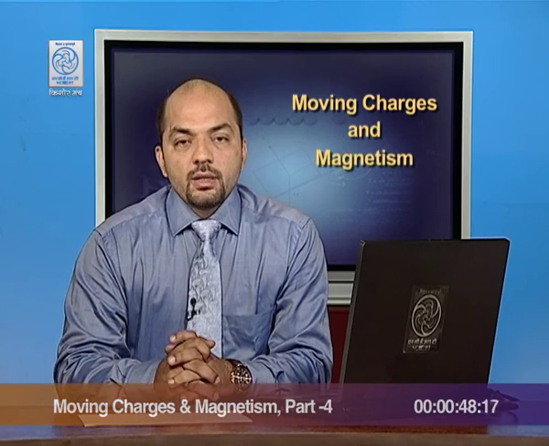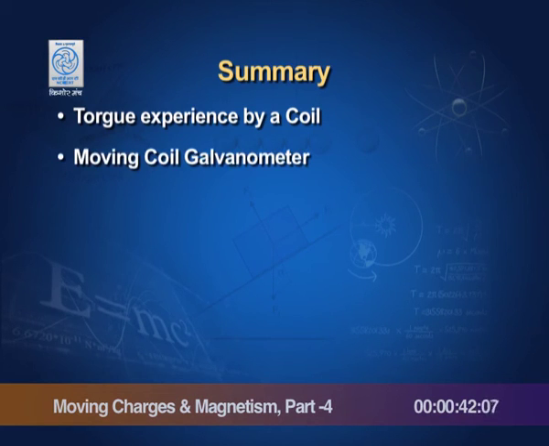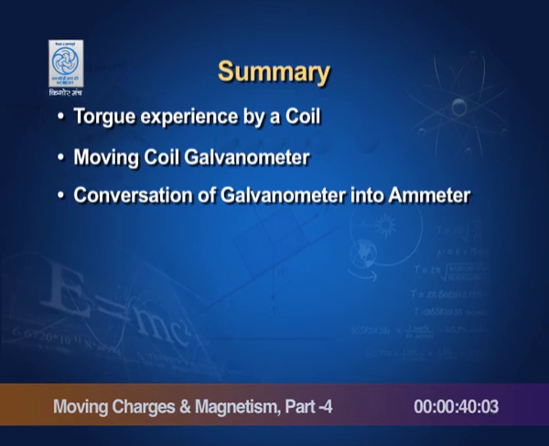So, today in this session we have studied the torque experienced by a coil. We studied the moving coil galvanometer, how to convert this galvanometer into an ammeter and voltmeter, and we discussed two numericals also. In the next chapter, we will study the magnetic properties of substances like diamagnetic substances, paramagnetic substances, ferromagnetism. We will study hysteresis and the application of the hysteresis loop.